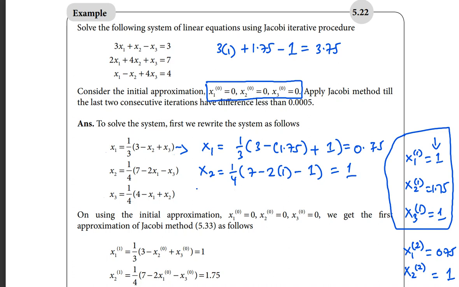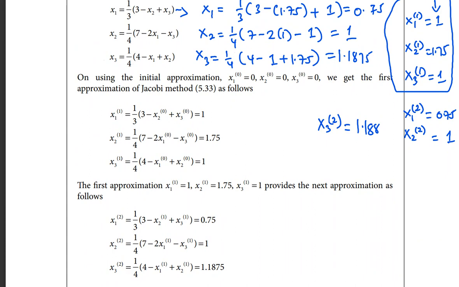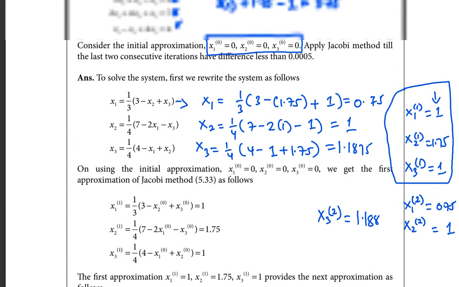Now let's find the second approximation for x3, which will be 1 over 4 multiplying 4 minus x1, which is 1, plus x2, which is 1.75. So you have 1 over 4 multiplying 4 minus 1 plus 1.75. You're going to get a value of 1.1875. So that will be the second approximation for the third variable x3, which is 1.188 rounded. So what you do is that you continue iterating to get values that will actually satisfy the three equations.